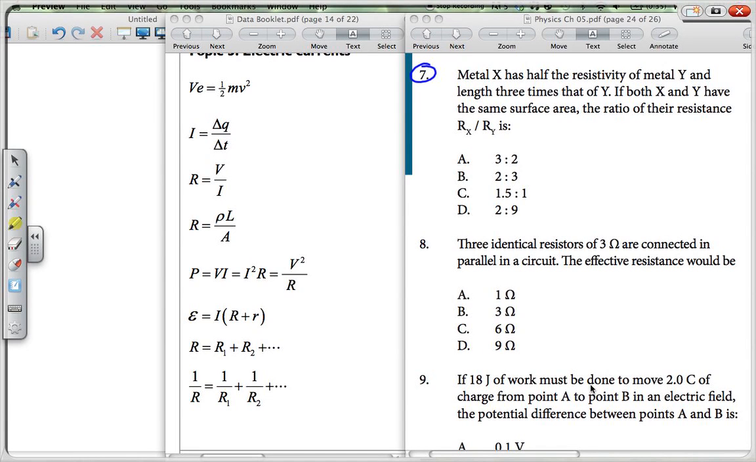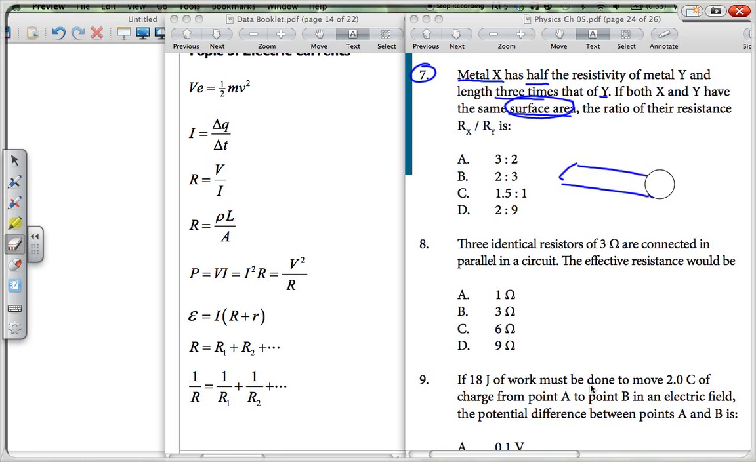Question 7. Metal X has half the resistivity of metal Y and length 3 times that of Y. If both X and Y have the same surface area, the ratio of their resistance Rx to Ry is. Now, I don't really like this word surface area. It should be cross-sectional area, because when we're looking at this formula, we're dealing with the cross-sectional area of the wire.